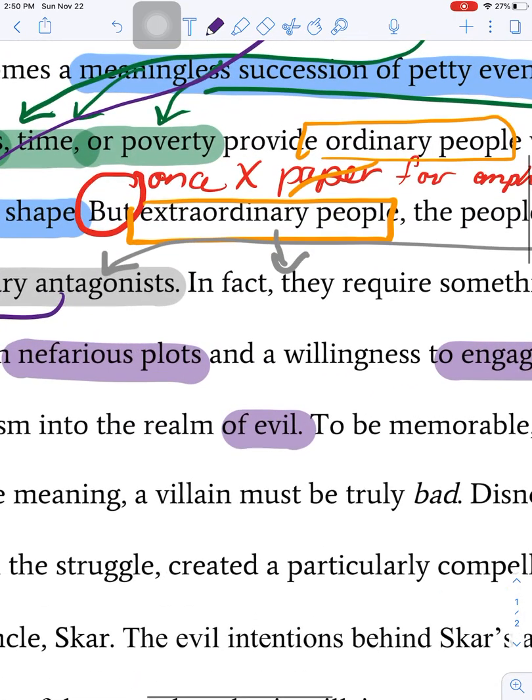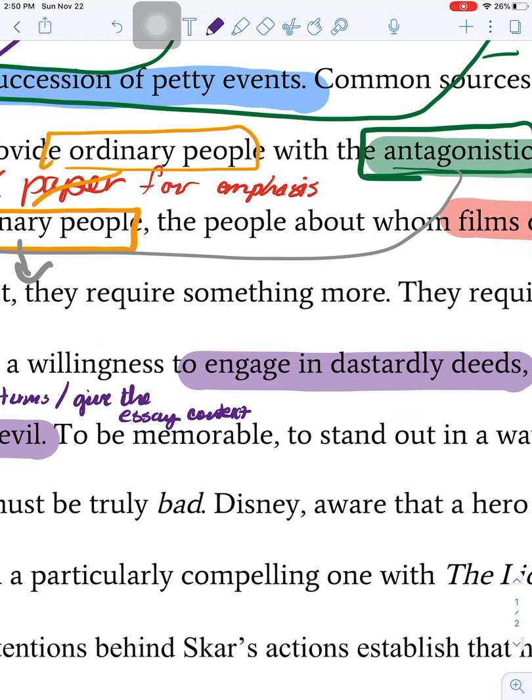So I'm going to put a little note here that says: define terms. Give the essay context, a framework.